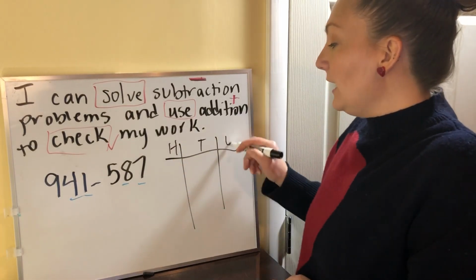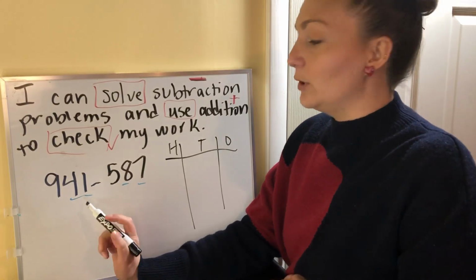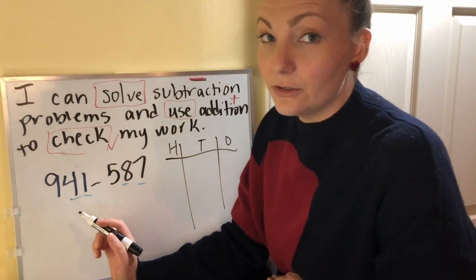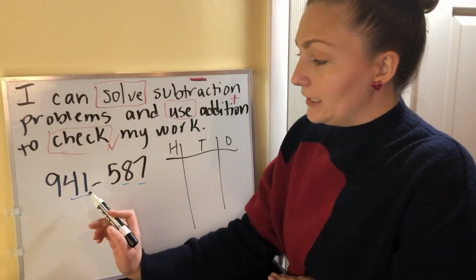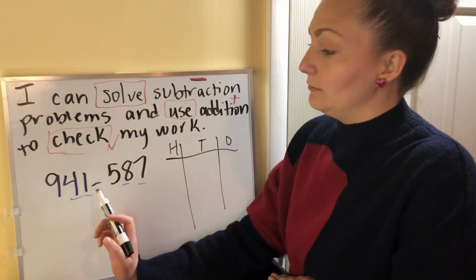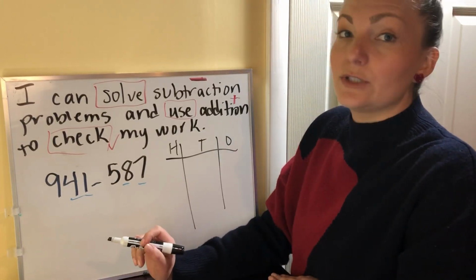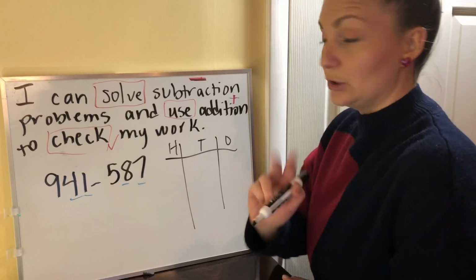But even doing that, I know I'm going to have to decompose. And how do I know I'm going to have to unbundle or decompose? Because I'm not going to have enough ones to take away 7. And I'm not going to have enough ones to take away 4. So I know I'm going to have to unbundle twice.